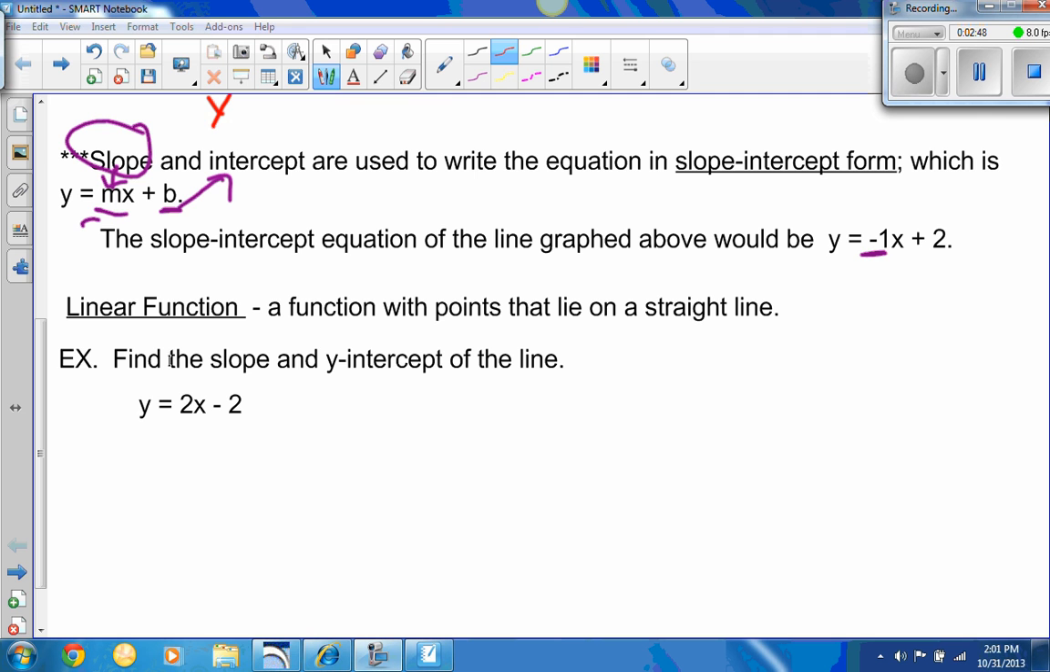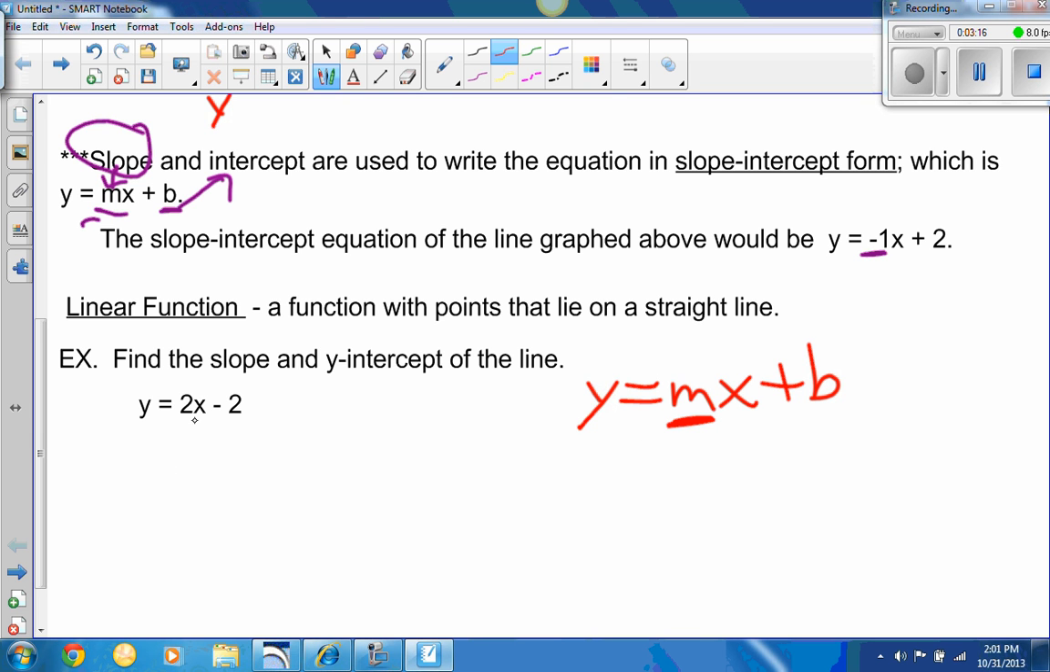So then, here's my first example. So if I want to find the slope and the y-intercept of this line right here, this function, y equals 2x minus 2. If you just very simply remember where the slope is always located, the slope is always in front of the x. Okay? Because if you remember what I just said, the equation was y equals mx plus b. The m is always the slope, and the slope is always right here in front of the x.